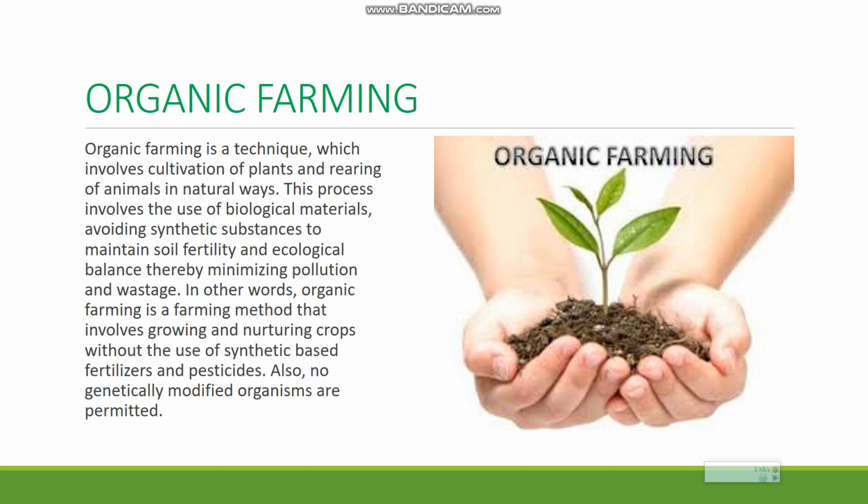Let's begin reading the text Organic Farming. Organic farming is a technique which involves cultivation of plants and rearing of animals in natural ways. This process involves the use of biological materials, avoiding synthetic substances to maintain soil fertility and ecological balance, thereby minimizing pollution and wastage. In other words, organic farming is a farming method that involves growing and nurturing crops without the use of synthetic-based fertilizers and pesticides. Also, no genetically modified organisms are permitted.